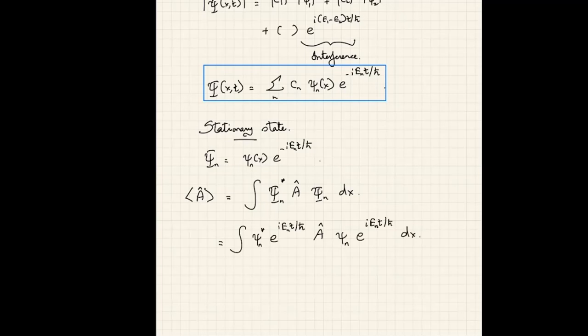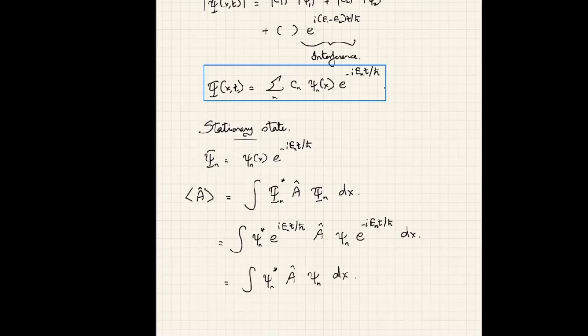Now, if A does not have any weird time dependence like d/dt, etc., that can act on the exponential function, assuming that A does not have any such time dependence, I can take out this e to the iEnt over h bar on the right hand side and multiply it with the minus iEnt over h bar, and multiplied with the plus e to the iEnt over h bar, and this just gives me 1. So this is nothing but psi n star A psi n dx.